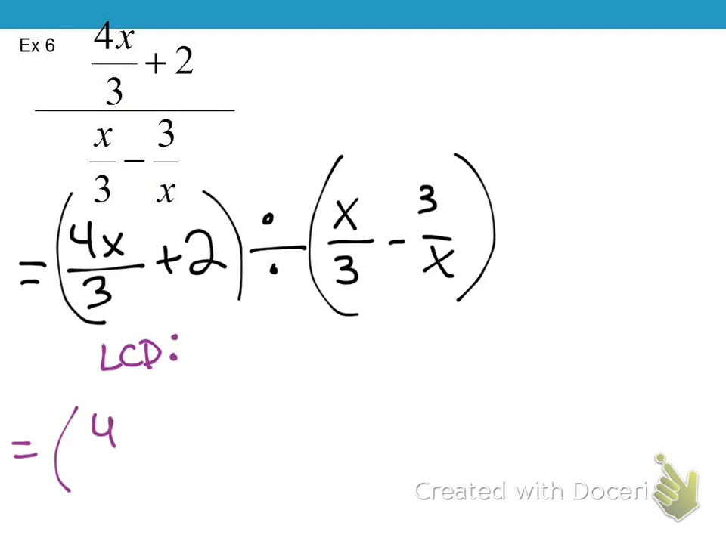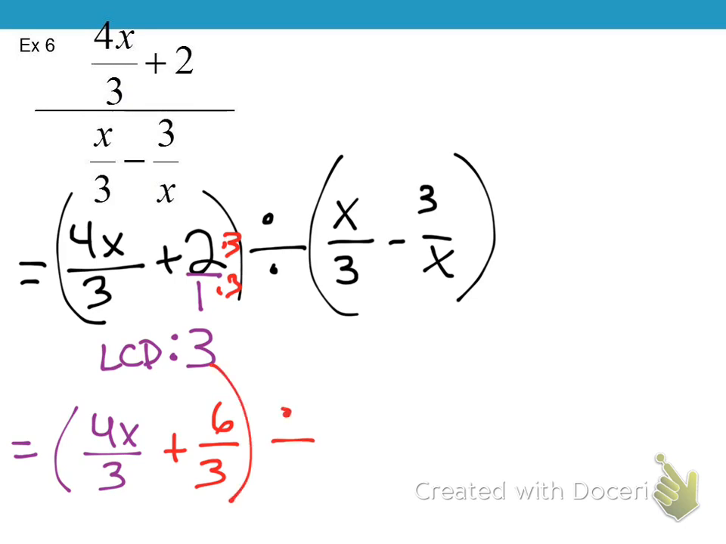So this guy's good to go, right? How do I turn 2 over 1 into something with a 3 on the bottom? Yeah, multiply top and bottom by 3. So times 3, times 3. So that's going to be 6 over 3. Perfect. What is my LCD going to be in the back?